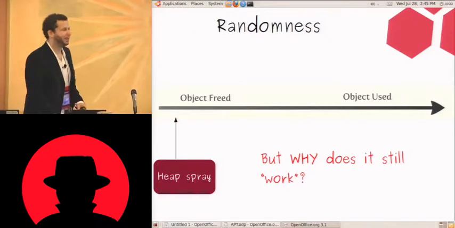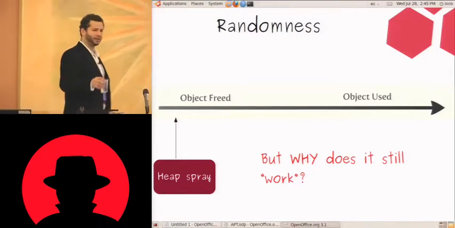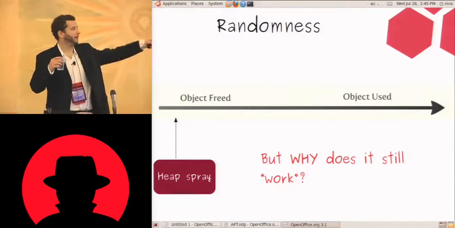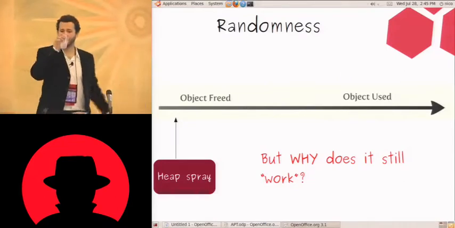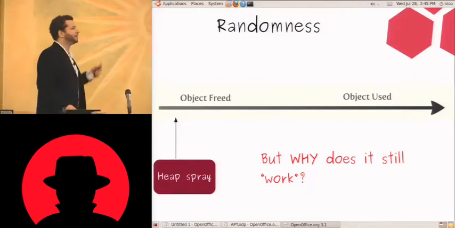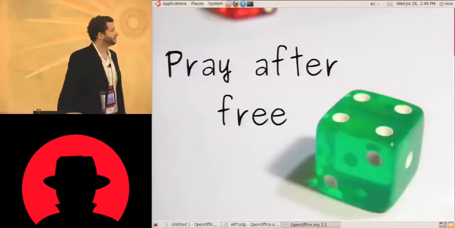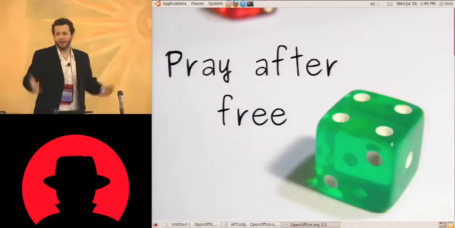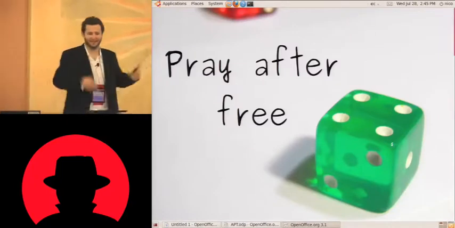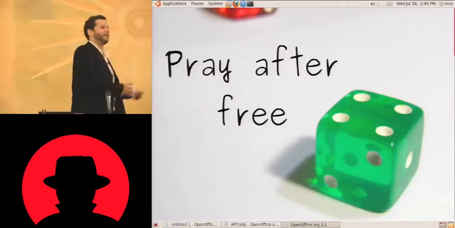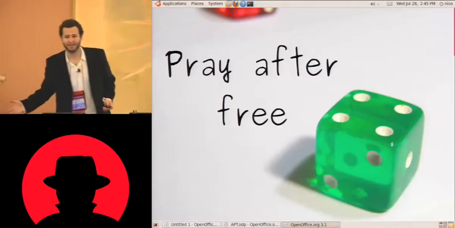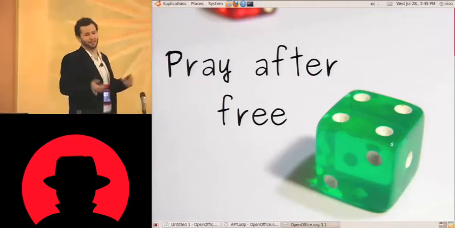So when I saw that, I was like, why is it actually working? Because basically, as we said, you have heap spray first, object gets freed, object gets used, nothing in the middle. So I spent some time trying to figure out what was going on. Everyone comes up with their own concept like ROP and memory trespassing and fancy names. So we found our fancy name, because every presentation needs to have one, and it's pray after free. So instead of use after free, people are doing pray after free.